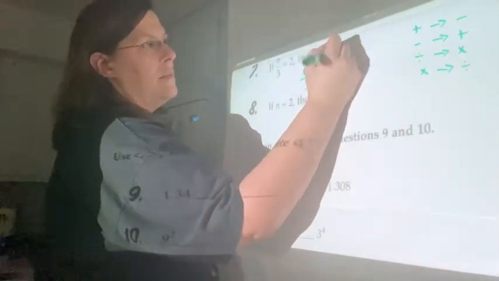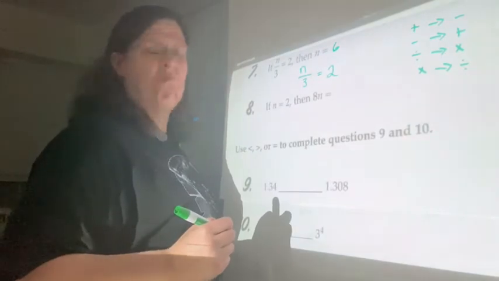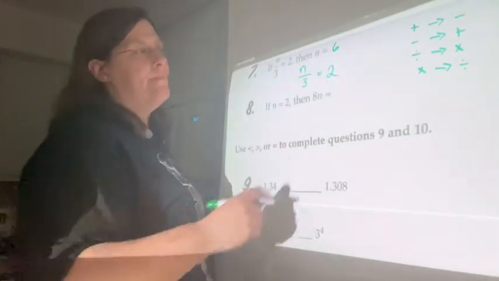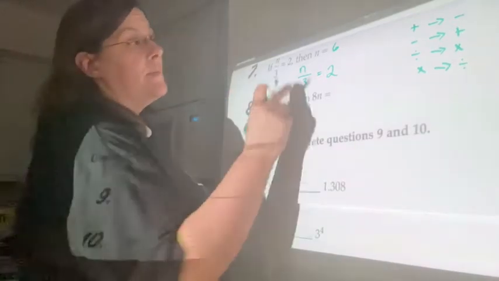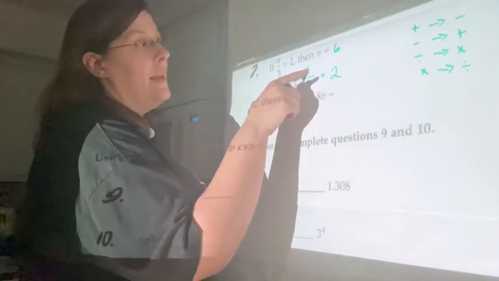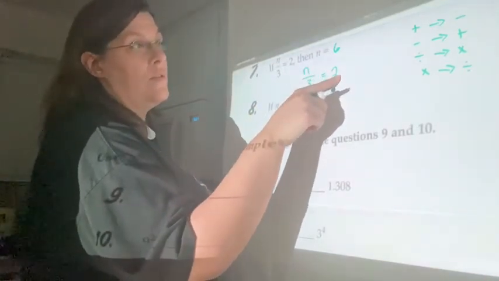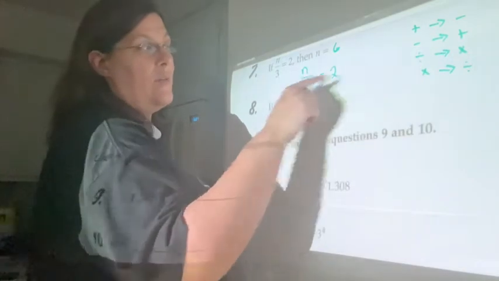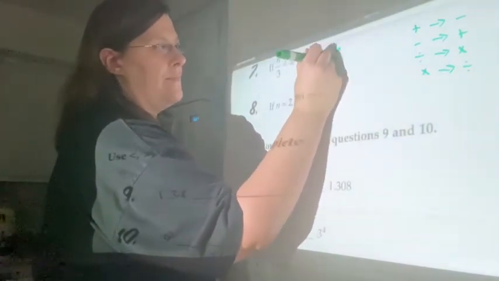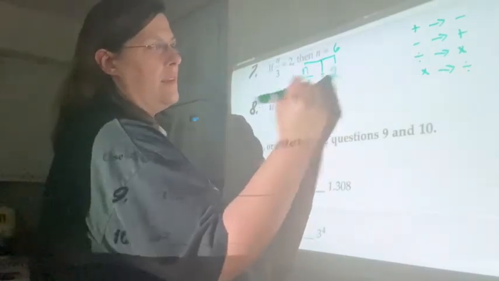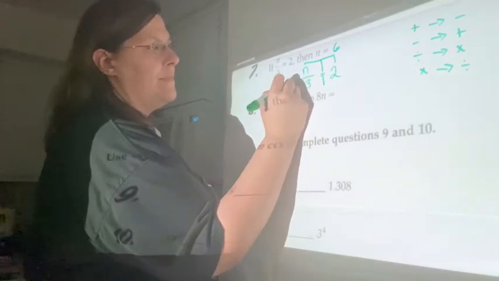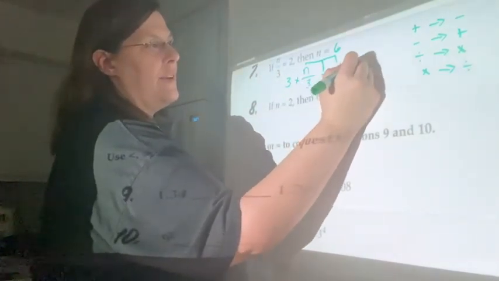So do I care what the right answer is? No. What I care about is that you know how to do the problem. That's what I care about, or at least you understand the concept. I've read this problem 3 times. n divided by 3 equals 2. What I'm dividing by is on this side, right? So put your little balance in. And what are we going to do with that? We're going to times this side by 3. We're going to times this side by 3.